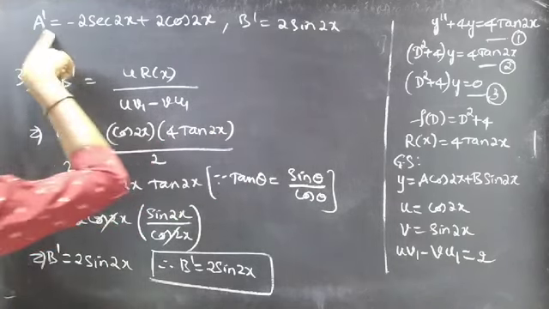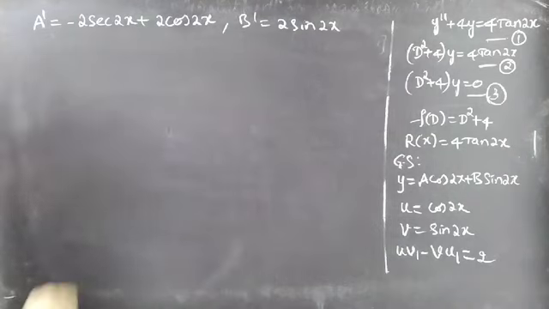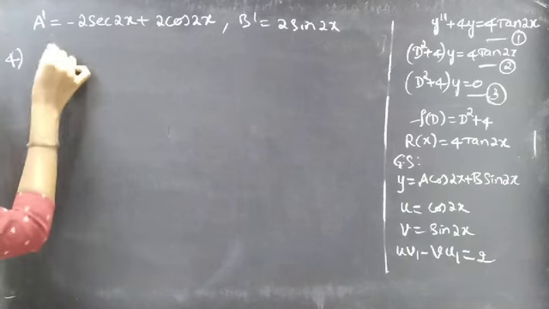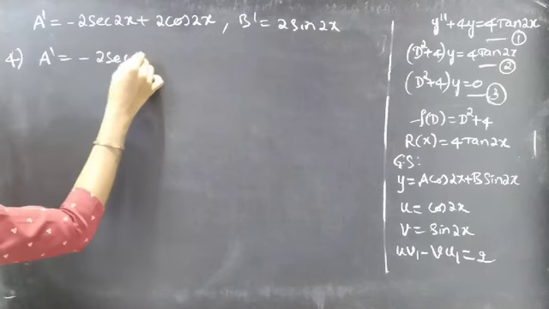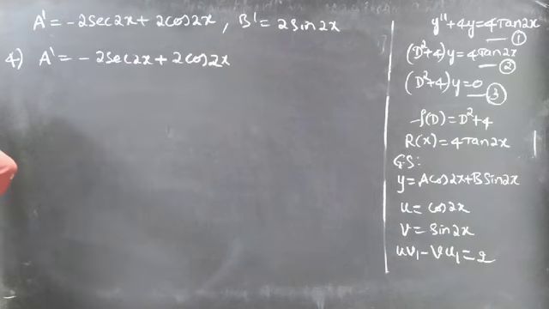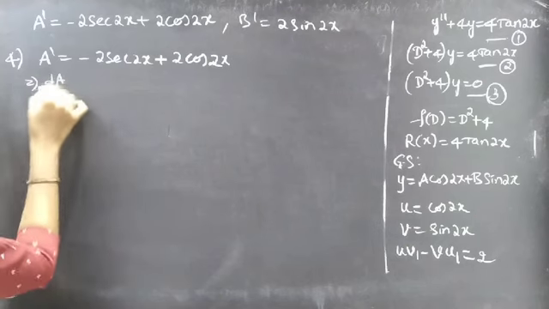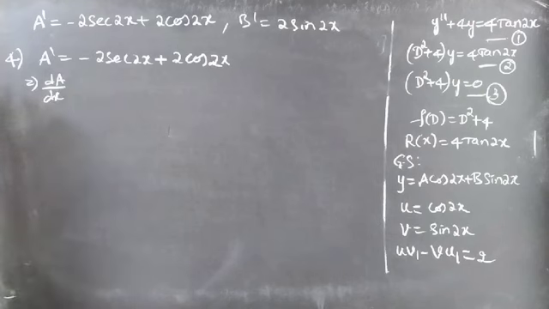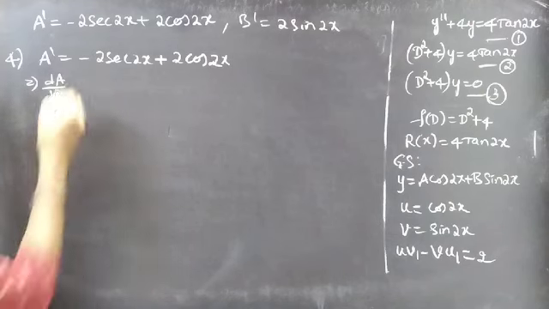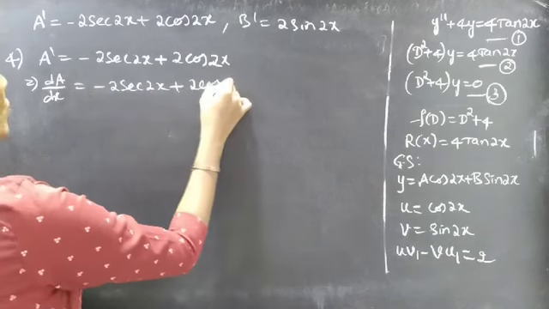Let's now find a using a dash and b using b dash. We have a dash equals minus 2 secant 2x. So we can find a directly after finding a dash, and b directly after finding b dash, okay? Here a dash is nothing but dA, the derivative of a with respect to x. Since a is a function of x, this equals minus 2 secant 2x plus 2 cos 2x.